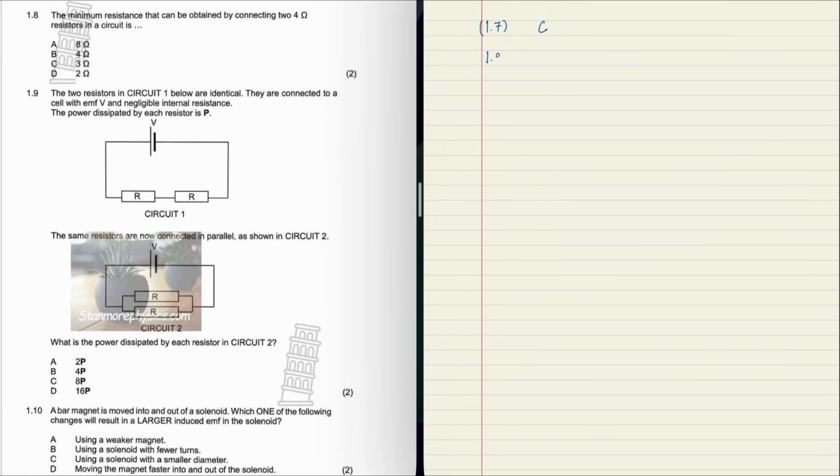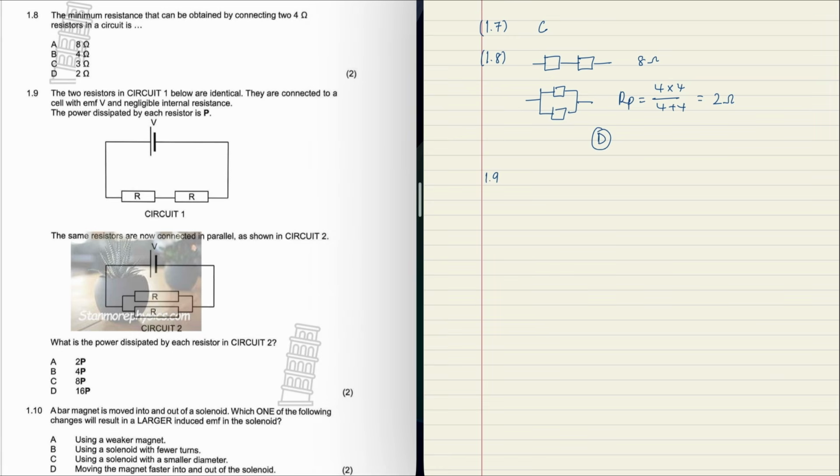Question 1.8. The minimum resistance that can be obtained by connecting two 4-ohm resistors in a circuit is what? Okay, so we can connect them either in series. If I connect them in series, I'm going to have 4 plus 4, which gives me 8 ohms. Or I can connect them in parallel. If I have them in parallel, R parallel is equal to product over sum. So 4 times 4 divided by 4 plus 4. That's 16 over 8, which is 2. So the smallest I can get is 2. So the answer there, D.